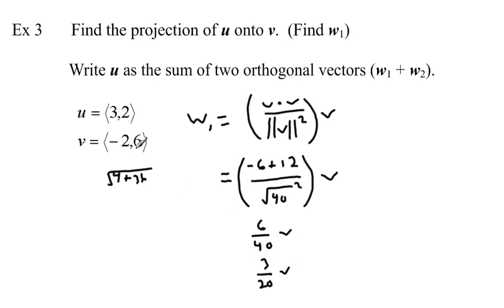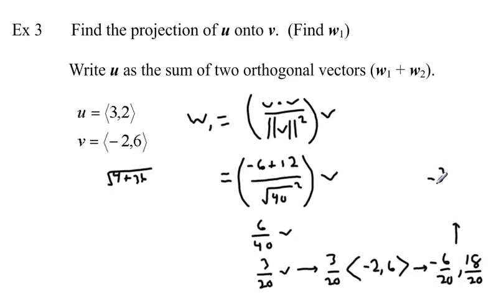Now, 3 over 20 times this vector v, so let me just rewrite this. 3/20 times this vector, negative 2, comma 6. Okay, if I do that, 3/20 times negative 2 is negative 6/20. 3/20 times 6 is 18/20, which I'm just going to rewrite as negative 3/10 and 9/10. So there's our projection of u onto v. So I can say w1, the projection of u onto v, is negative 3/10 and 9/10.